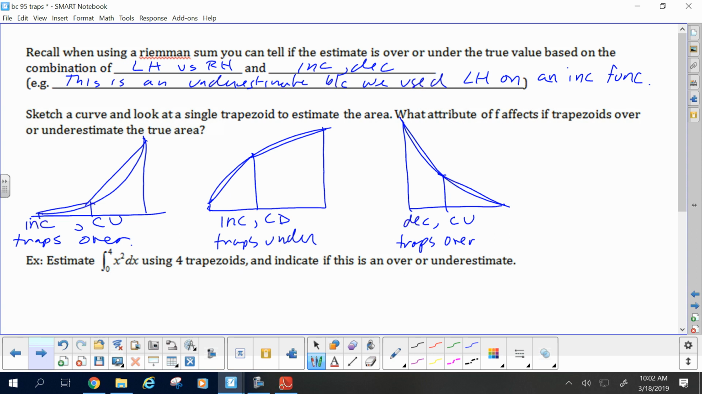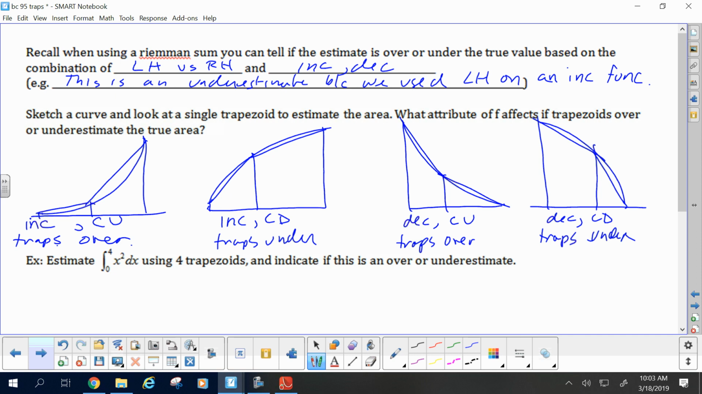Now do decreasing, concave down. Do trapezoids over or underestimate? Under. All right, so you can see then that there is definitely a connection between trapezoids and concavity, not increasing or decreasing. This one was increasing both times, but the trapezoid outcome was totally different. It's tied to the concavity.